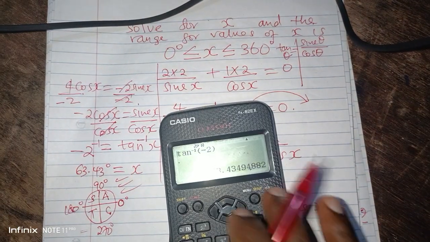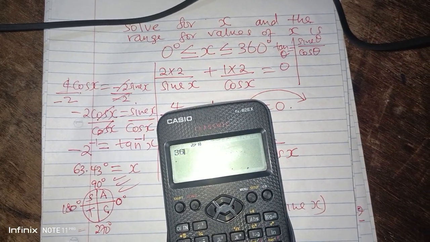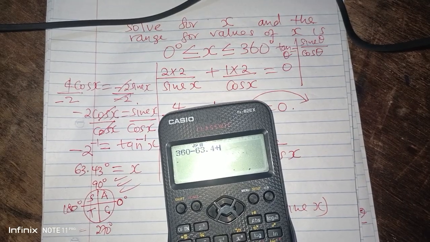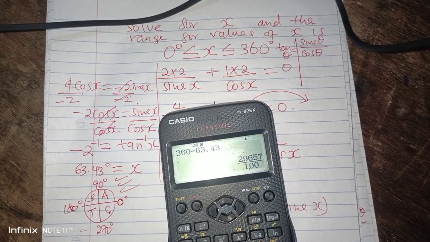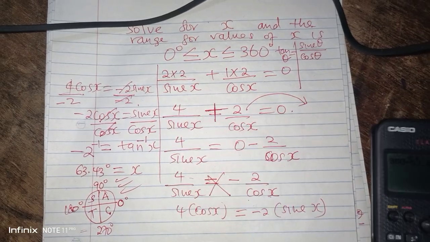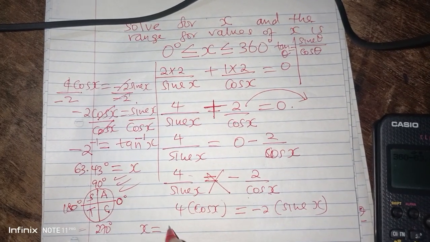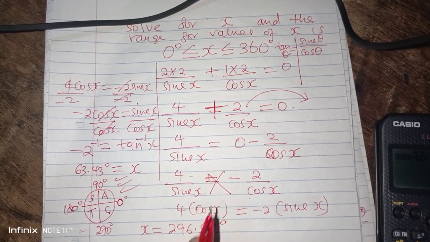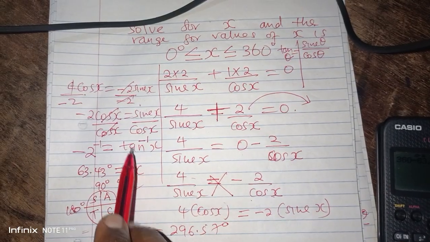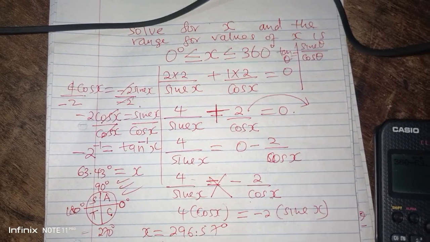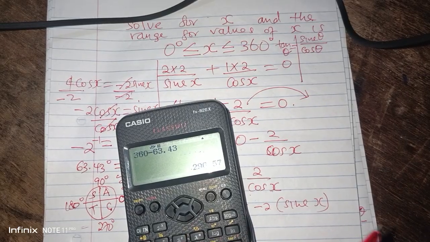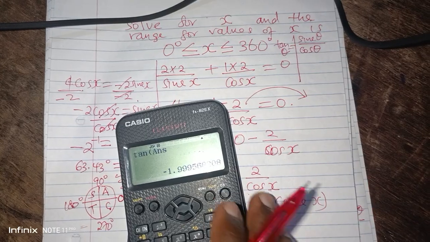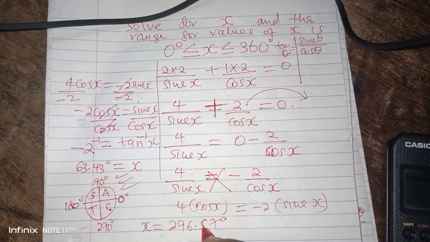So let me try and see. 360 minus 63.43. So it is giving us 296.57. So our first value of x is going to be 296.57 degrees, so that the tangent of this must give us -2. So let me see. If this is x, then tan x. So the tan of this should give us -2. The tangent of that answer is -1.99, which gives us just -2. So that is the first answer.